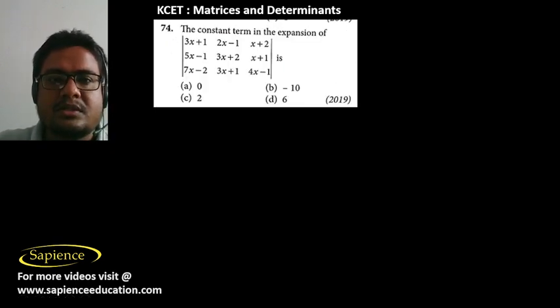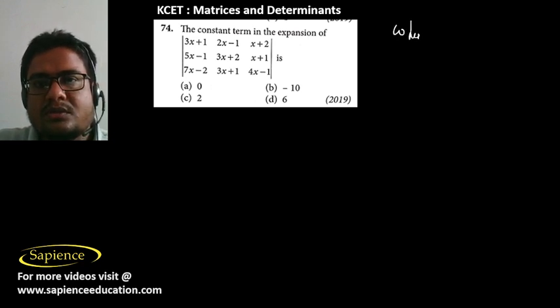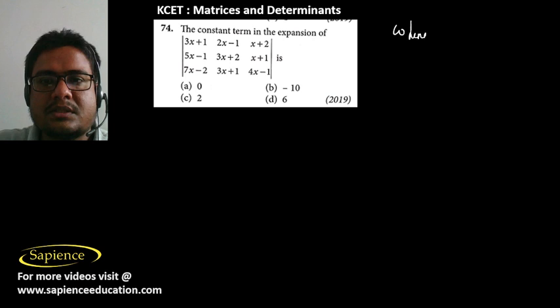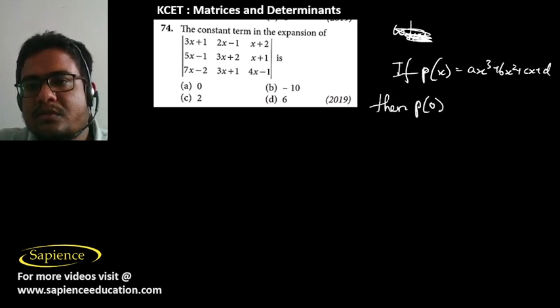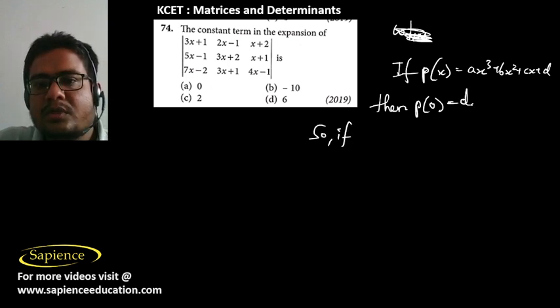Then the constant term in the expansion of this. So whenever we need to find the constant term, we need to simply keep the value of x as 0. Since if you expand it, one cubic polynomial will come. So in the cubic polynomial, if I say p of x is equal to ax cube plus bx square plus cx plus d, then p of 0 is equal to d. So if we put x equal to 0, then we can find the constant term.